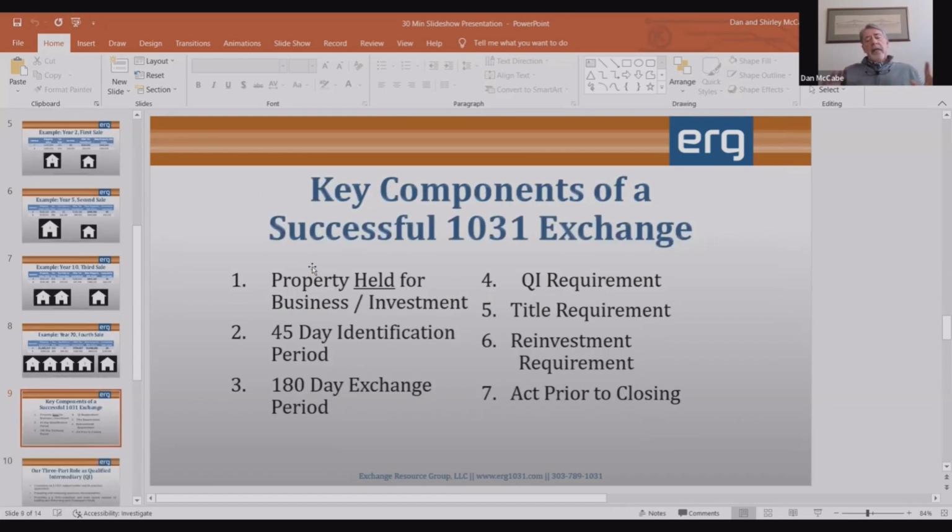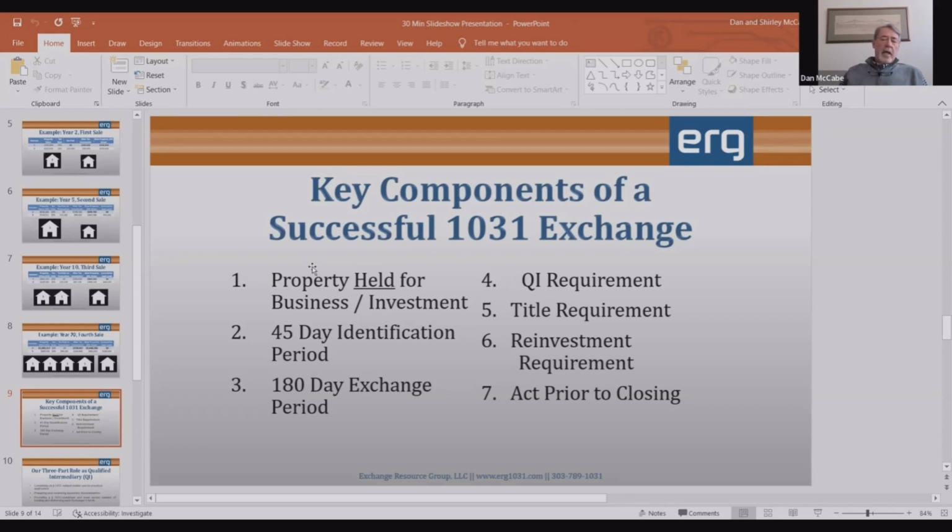All right, here are the key requirements and the legal requirements for 1031. Rule number 1, the property must be held for trade, business, or investment. And essentially that means any place you don't put your little head down every night. It can be raw land. Why? I held it for appreciation.